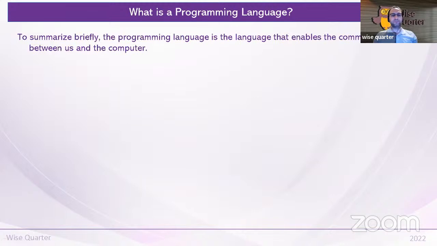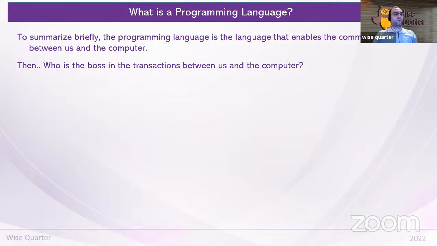Briefly, we are using programming language for the communication between humankind and computers. That's all. If we can understand each other, we can do anything. So I want to ask you, we have to follow the rules. Then, who is the boss here? Humans, humankind, or computer, or Java? Who is the boss? Human, yes, of course, we are the boss.